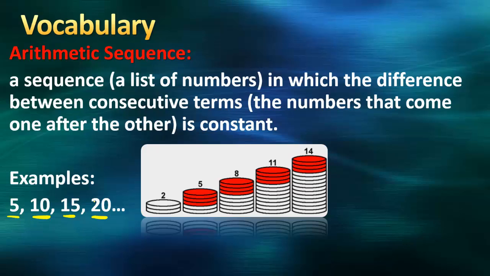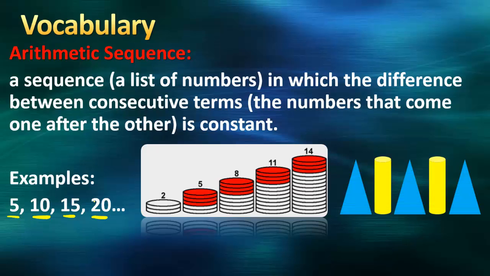Okay, this is a pictorial representation of a sequence. So again, here we have 2, 5, 8, 11, and 14 chips in stacks. And we are increasing by 3 each time. And finally, even this would be a sequence because it follows a set pattern.